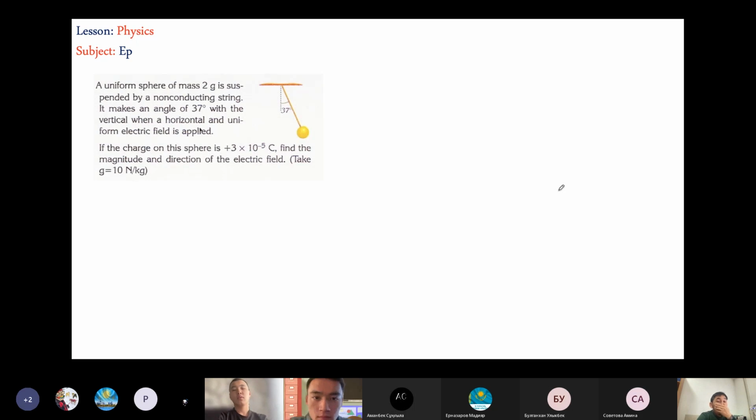A uniform sphere of mass 2 grams is suspended by a non-conducting string. It makes an angle of 37 degrees with the vertical when a horizontal and uniform field is applied. If the charge on the sphere is plus 3 times 10 to the power of minus 5 coulombs, find the magnitude and direction of the electric field. Take the gravity as 10 Newton per kilogram.